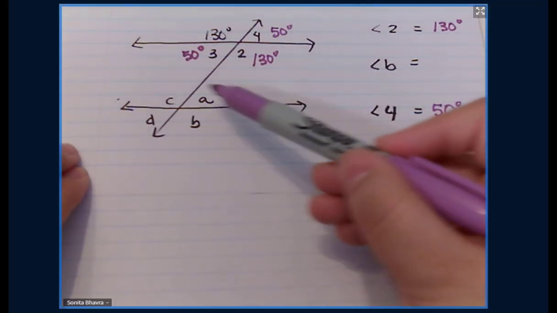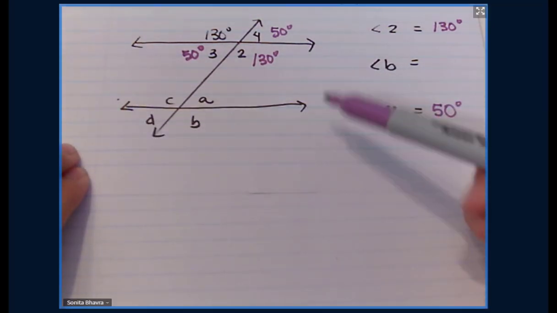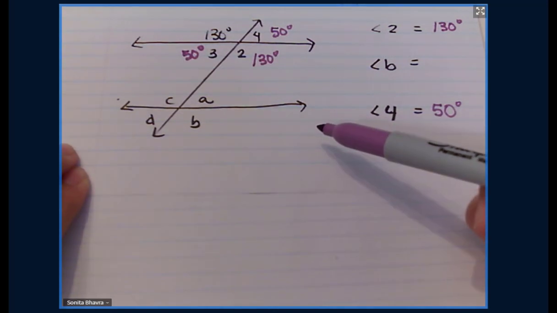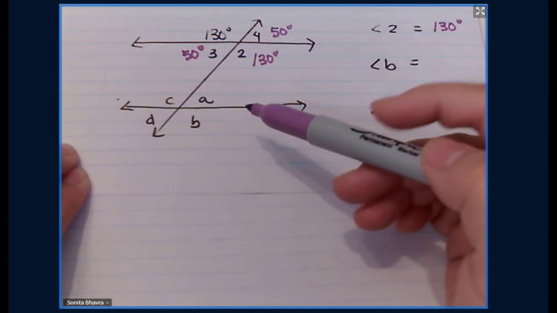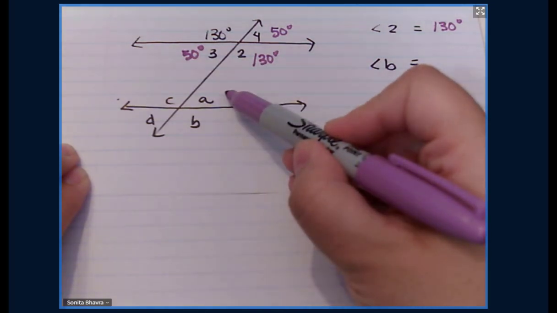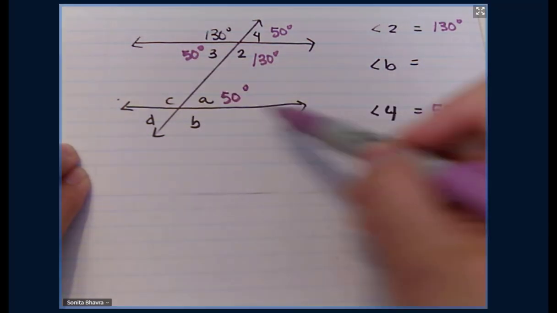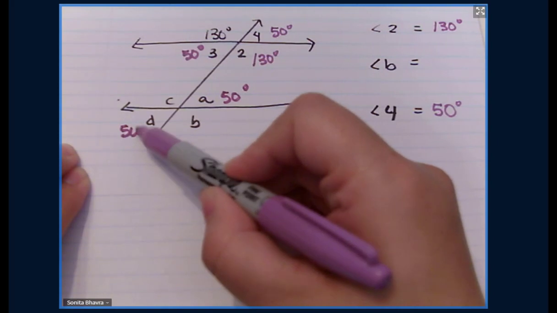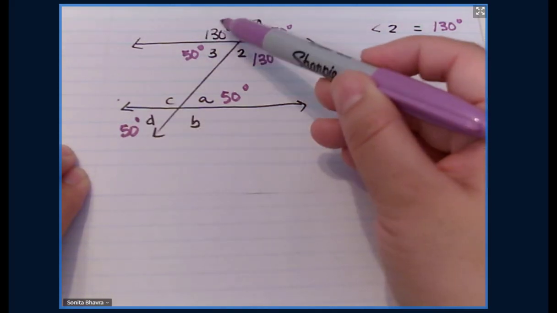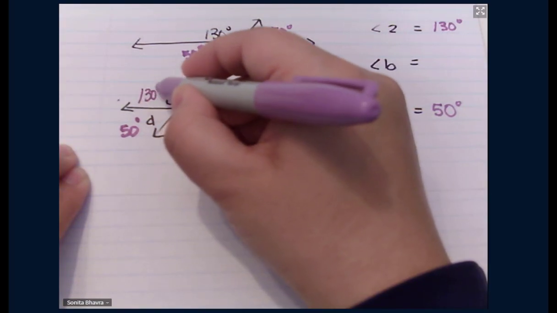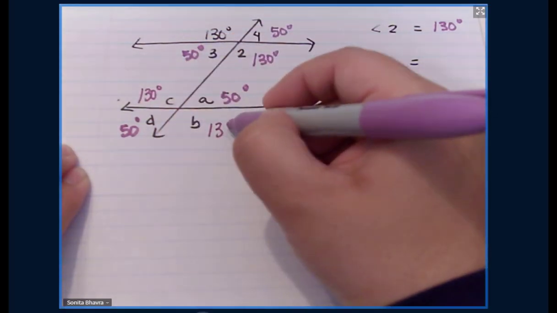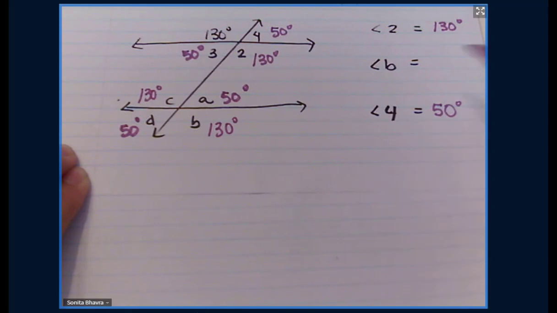Now we can fill in the bottom portion because the two lines are parallel. Angle 4 and angle A would be the same, which is 50 degrees. Therefore, angle D will also be 50 degrees. Angle C, so 130, 130. And therefore, angle B will also be 130 degrees. So angle B here is 130 degrees.